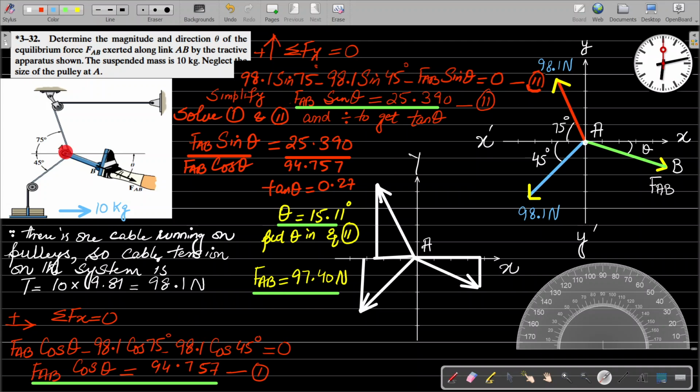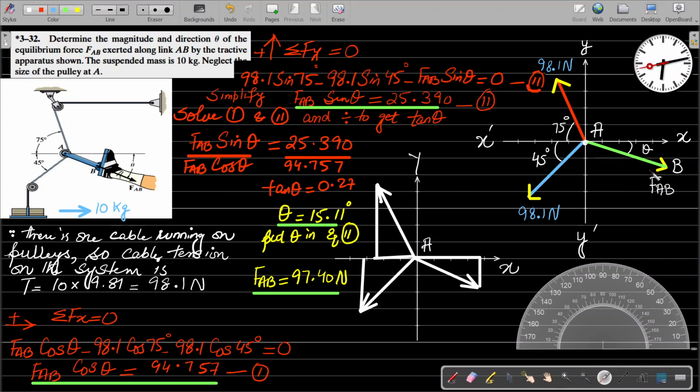Then we will have to draw the free body diagram, and we know our concurrent point or pivot point will be this A. From here to here we can treat it as 98.1 newton, because it will have the same tension here also, and from here to here it will also have the same tension, 98.1 newton. But here it is not the cable, it is the link which is attached to the feet, and there is a pad which holds the feet. This tractive force is force FAB, which we have put over here, making an angle theta.